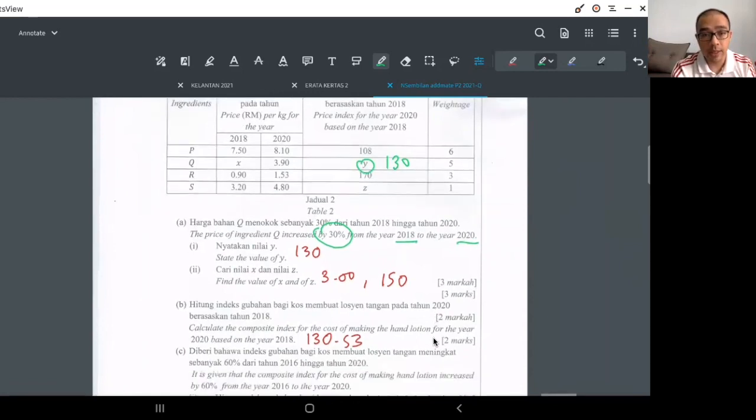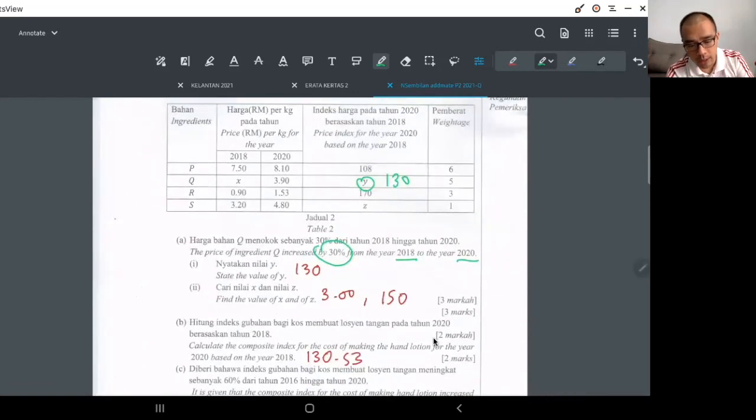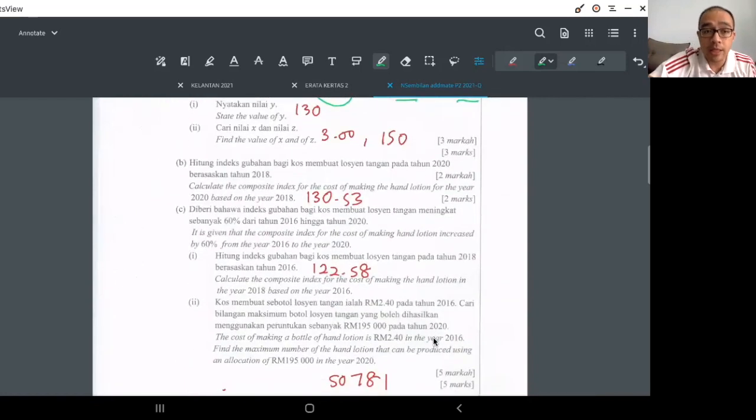Okay, this is quite easily done. Then you can calculate the composite index. The weightage is all given over here. So of course, the most important thing is you need to make sure that your Z is not wrong. So kalau Z kamu salah, then everything else is going to be wrong. You won't get 0, but you will not get the full marks. Okay. C is probably the slightly challenging one.